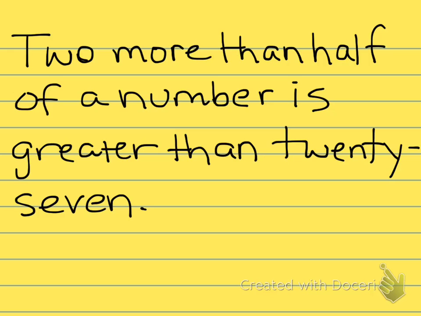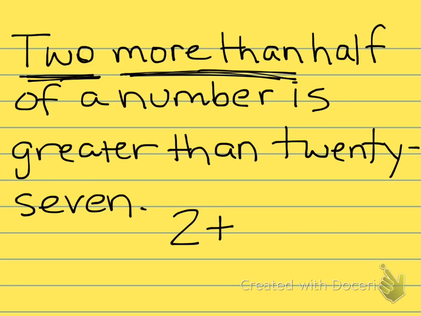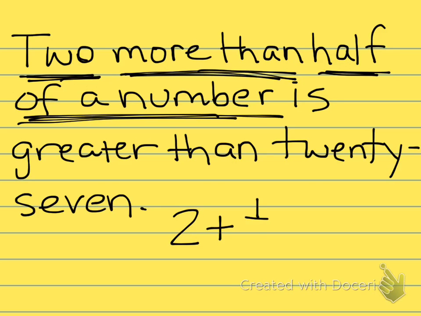Here I'm going to translate this into an inequality, and then I'm going to solve. So if I take the keywords here, I have 2 more than, so 2 plus half of a number, so 1/2 n, is greater than symbol, 27. So that would be what it would look like.